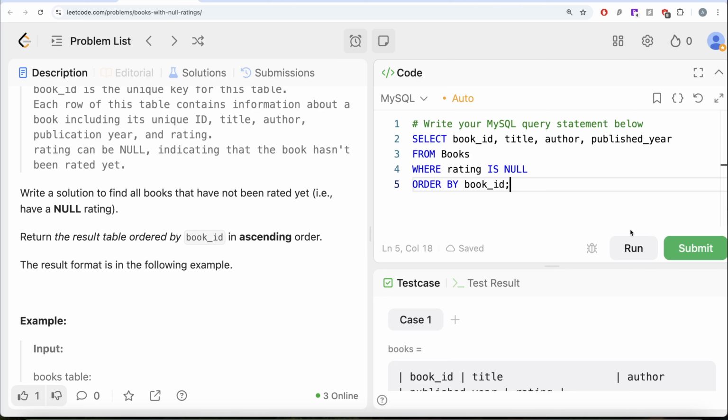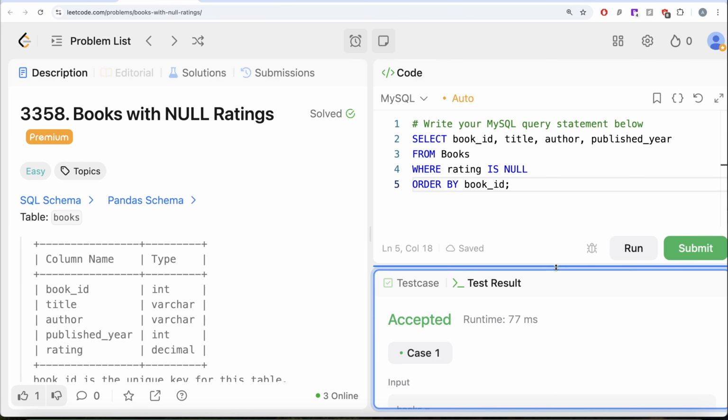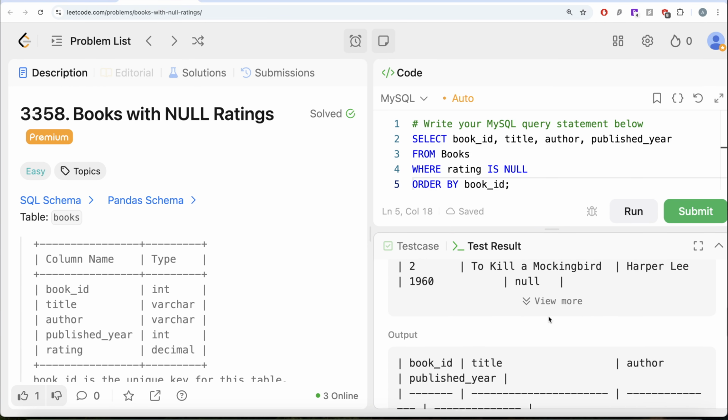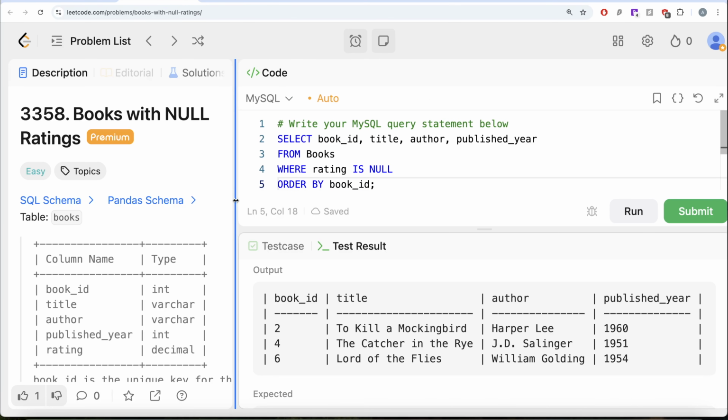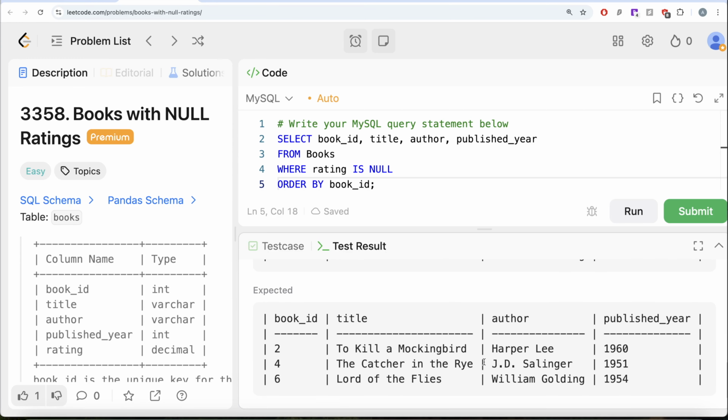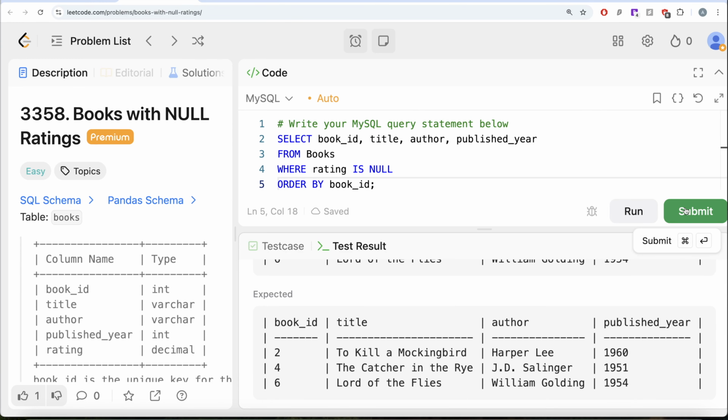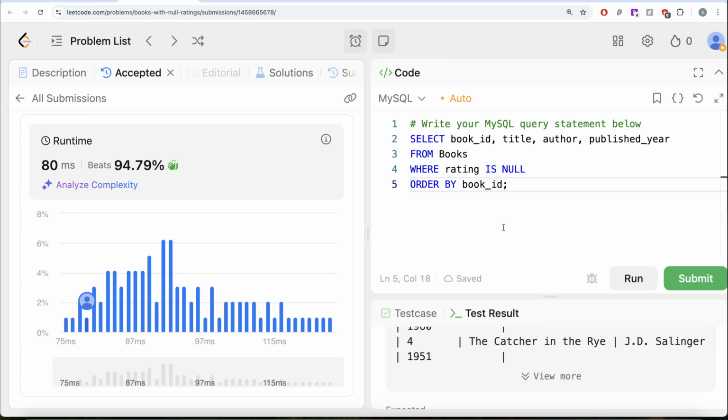Let me go ahead and run this. Let's see what we get in our output. So yeah, this says accepted. If we look at our output, if I just drag it to the left, our output is same as expected output. Let me go ahead and submit this to pass all the test cases. So yeah, this is accepted, and this is how to do it.